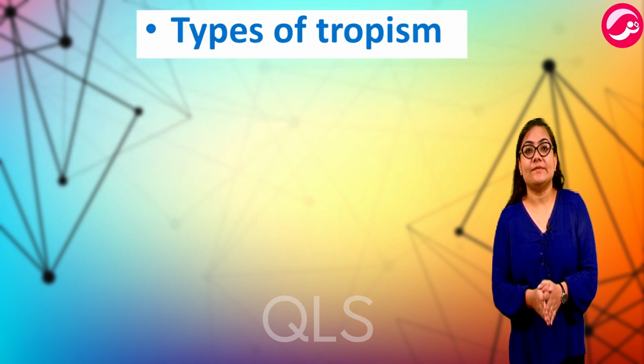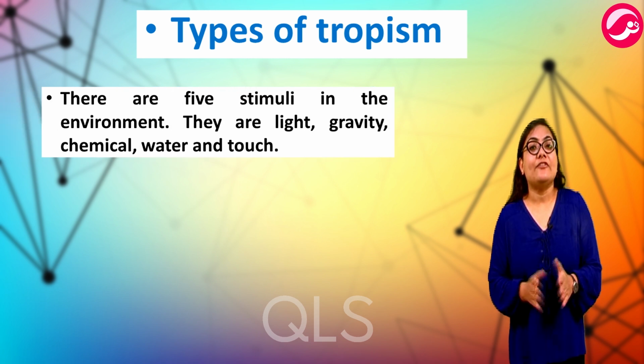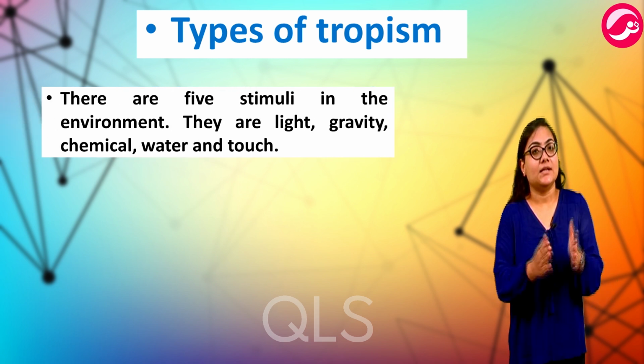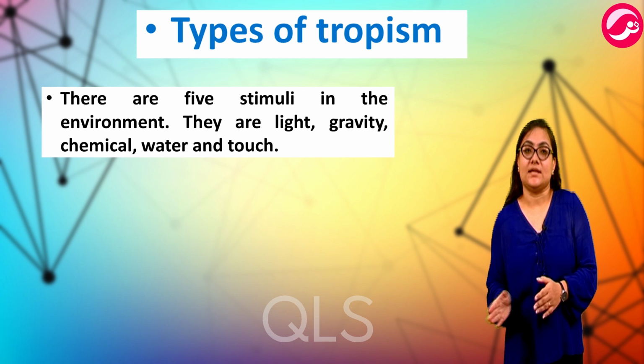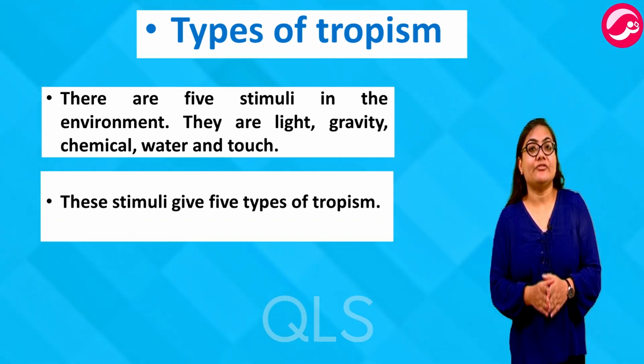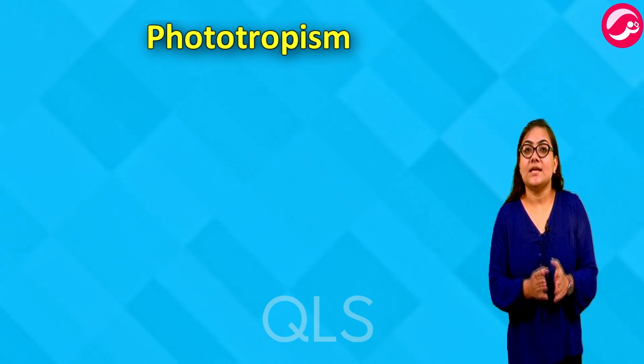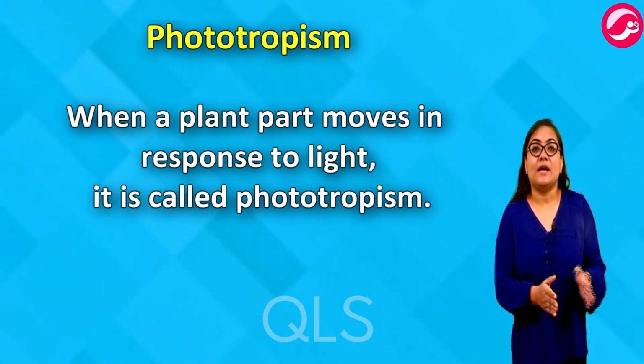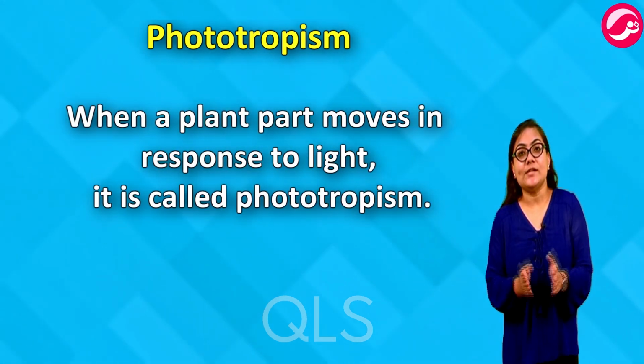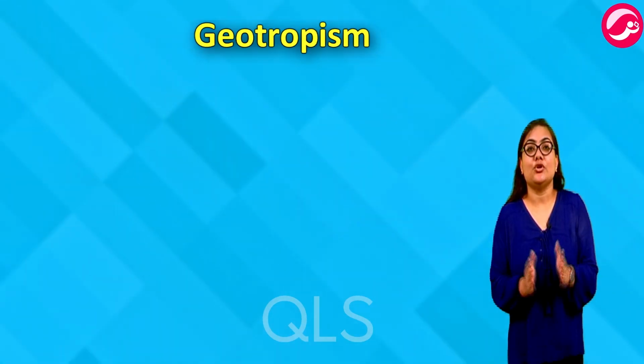Now, there are different types of tropism. There are 5 stimuli in the environment. They are light, gravity, chemical, water and touch. These stimuli give 5 different types of tropism. First is phototropism. When a plant part moves in response to light, it is called phototropism. If a stem of a growing plant moves or bends towards the light, it is positive phototropism. And if the root of a plant moves away from the light, this means the root of a plant shows negative phototropism.